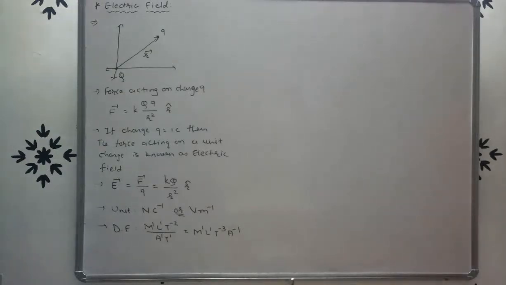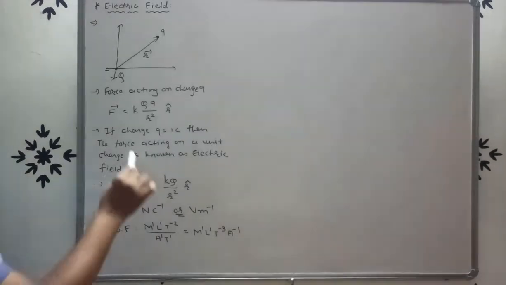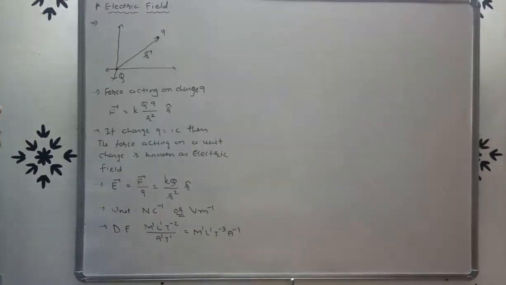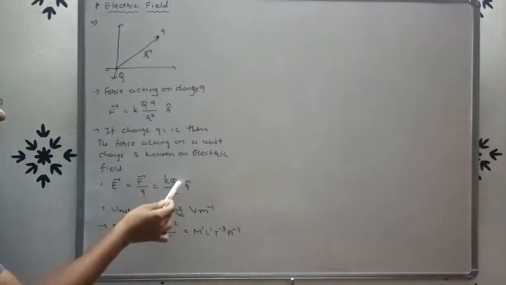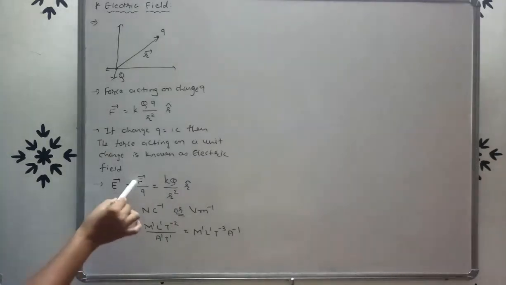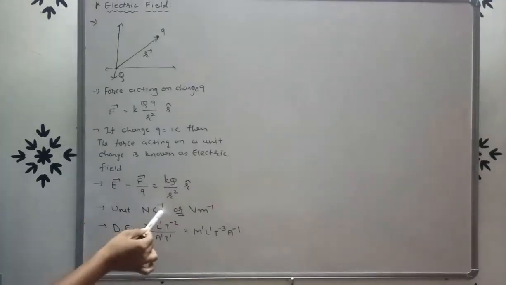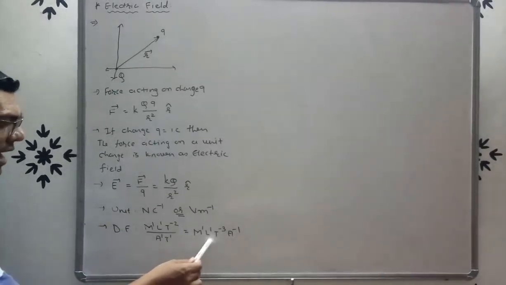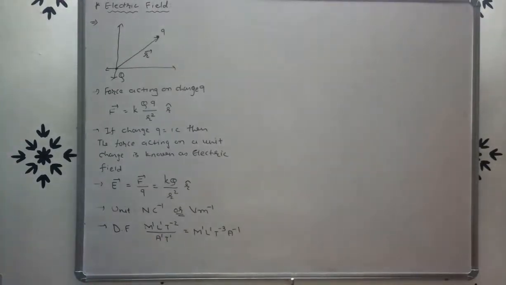Then you have to remember the definition of electric field. If charge small q is equal to 1 coulomb, then the force acting on a unit charge is known as electric field. So E is equal to F upon small q. So we get vector E is equal to kQ upon r square into r cap. Now the unit of electric field: the unit of force is Newton and the charge coulomb. So Newton per coulomb, or we can say volt per meter. Then the dimensional formula of electric field is M1 L1 T minus 3 A minus 1.